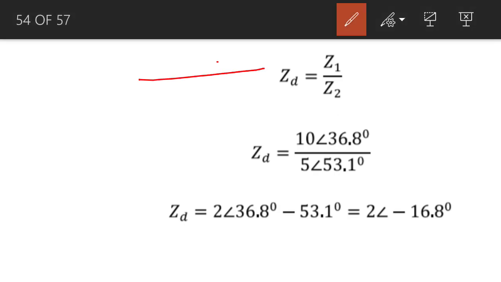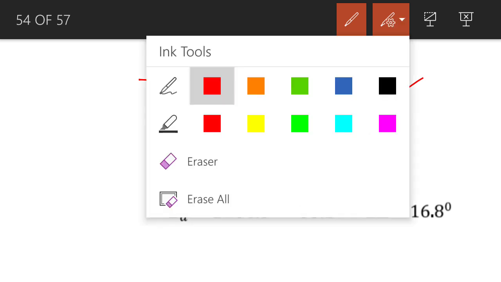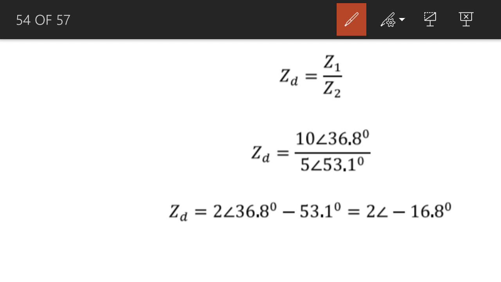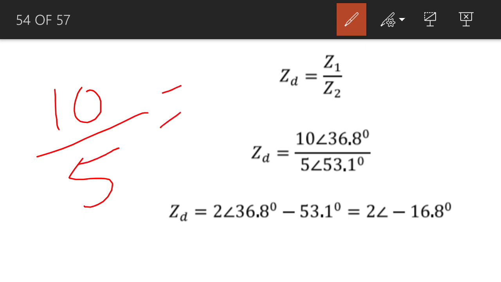The division of Z1 by Z2 results in a new phasor, which is represented by ZD. Here is Z1, in polar form. The magnitude of Z1 is 10 and the angle of Z1 is 36.8 degrees. Here is Z2. The magnitude of Z2 is 5 and the angle of Z2 is 53.1. For the magnitude of the resultant phasor, we divide the magnitude of Z1 by the magnitude of Z2, which is 2. So the magnitude of the resultant phasor is 2.